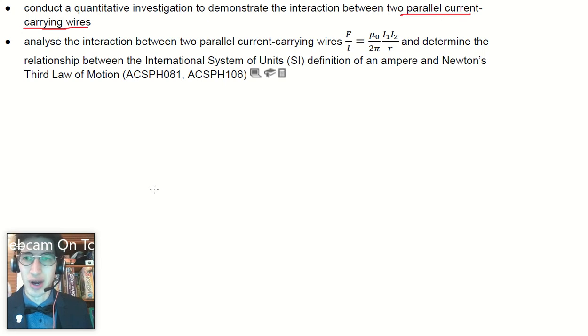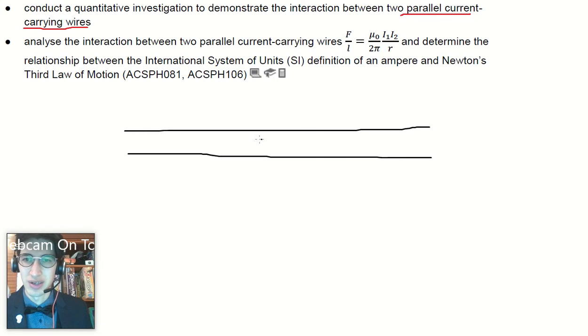A current carrying wire is a wire that carries current. So we have a wire, inside the wire will be electrons that are moving in a certain direction, and that would mean that the overall current is moving in the other direction, because remember, current is the direction of positive charge. This is current I. Now this is a current carrying wire.